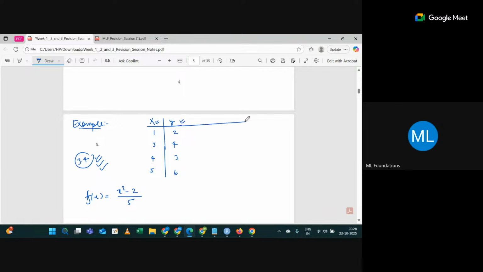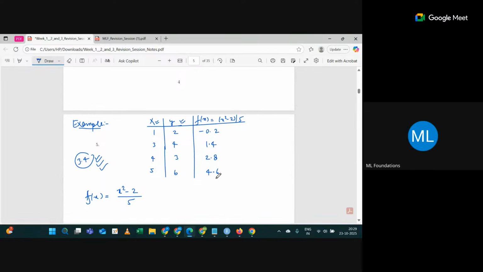Okay, let's cross check. So what is f of x? f of x is basically x square minus 2 by 5. So for the first one, it will be minus 1 by 5, which is minus 0.2. And then 3 square is 9 minus 2, 7 by 5, which is 1.4. Then 16 minus 2 is 14 by 5, which is 2.8. And then 4.6.